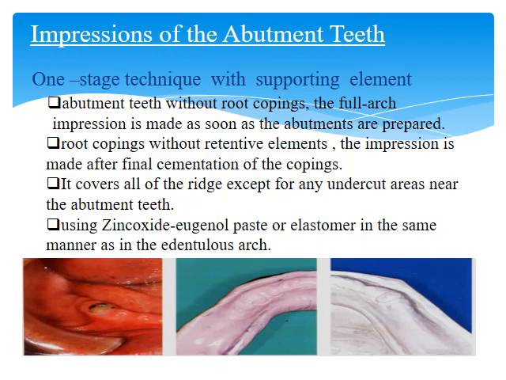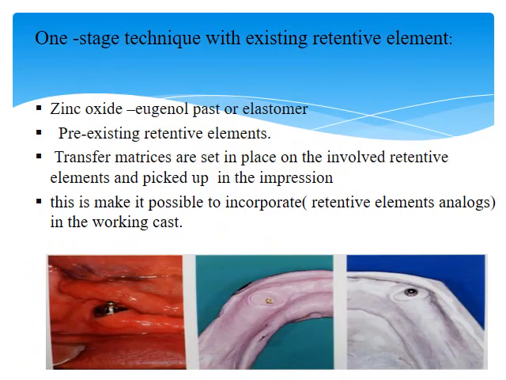Root coping without retentive elements. The impression is made after final cementation of the coping. It covers all of the ridge except for any undercut areas near the abutment teeth. Then using zinc oxide eugenol paste or elastomer in the same manner as in the edentulous arch.